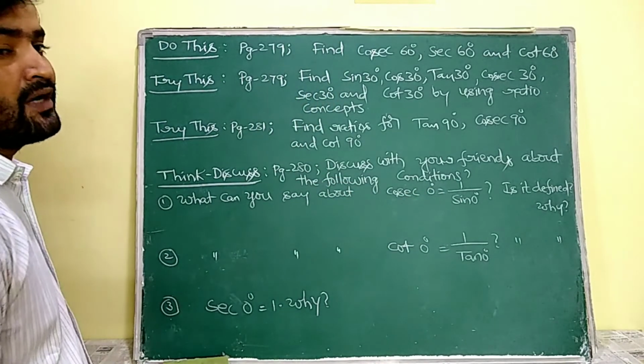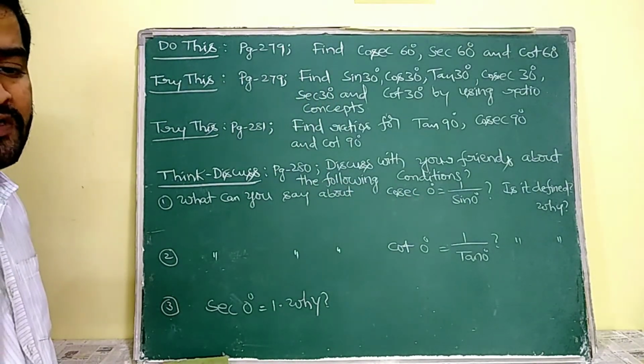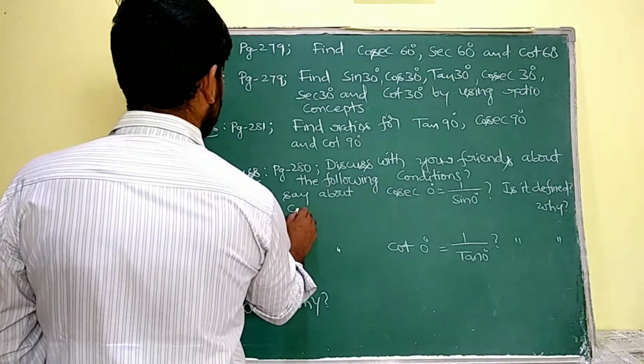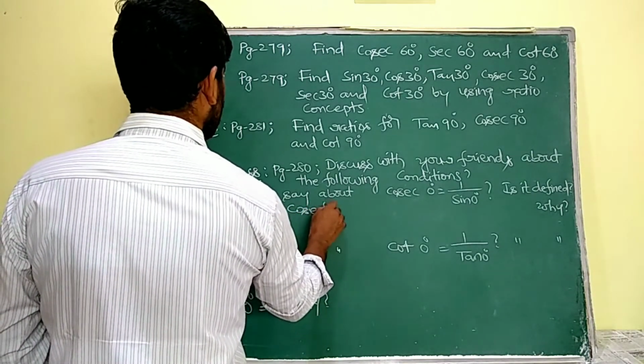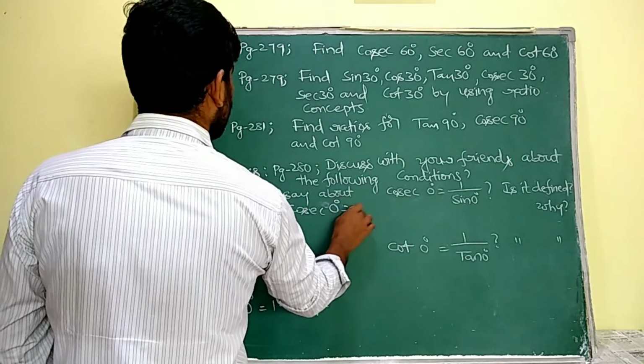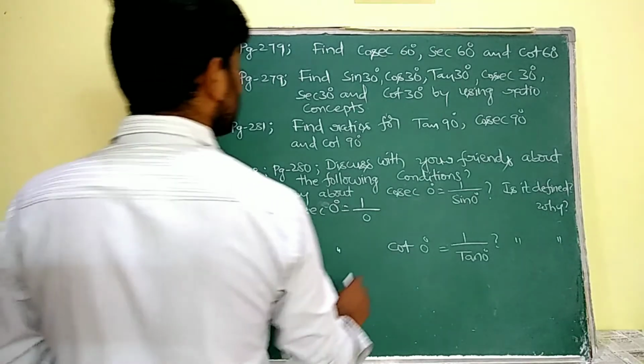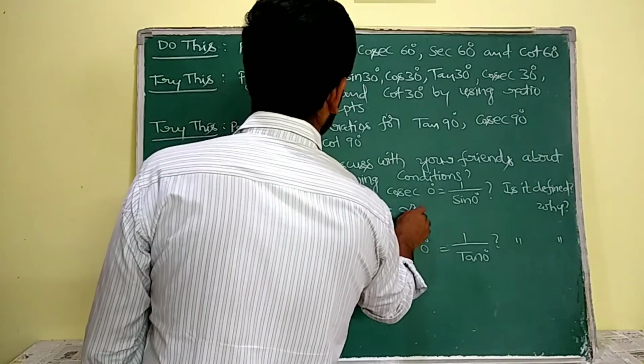Why? Because cosecant and sine are reciprocal to each other, no? So we have to find its value first. What is cosecant 0 degree? Cosecant 0 degree means 1 by sin 0. Now sin 0 means 0. So 1 by 0 is equal to not defined.